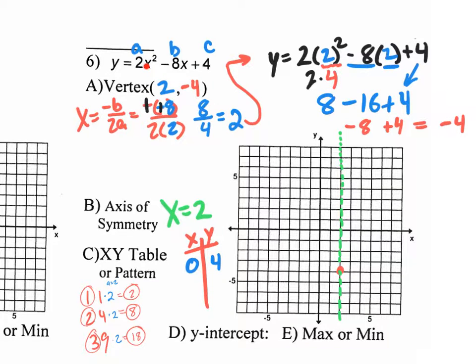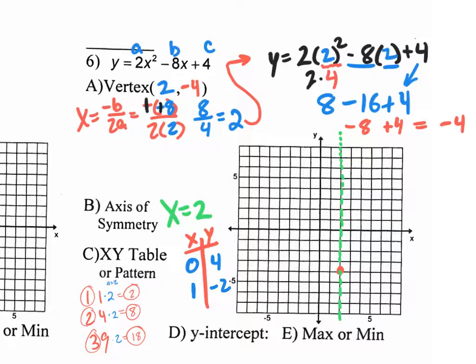I don't recommend doing this in your head, but I'm going to do it right now because you guys could catch my mistake if I do make a mistake. So 1 squared is 1. 2 times 1 is 2. 8 times 1 is 8. 2 take away 8 is negative 6. Negative 6 plus 4 is negative 2. So when I plug in a 1, I get out a negative 2.